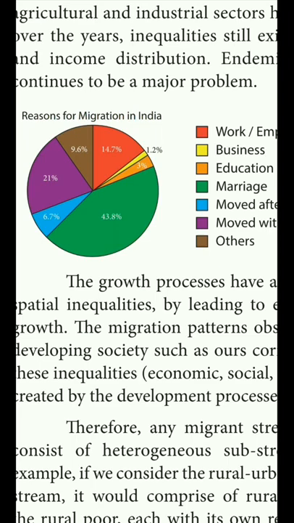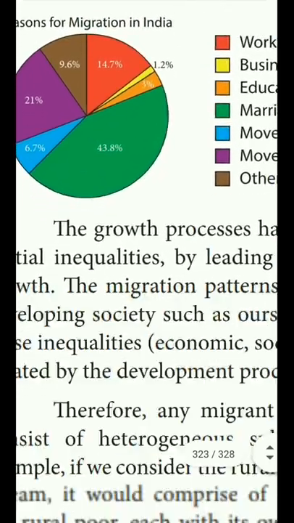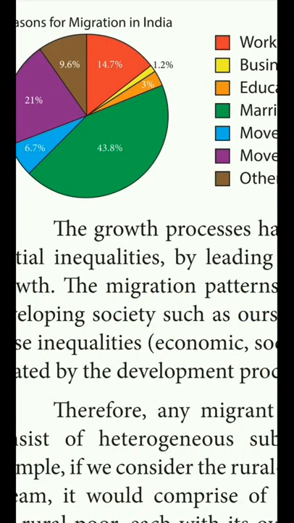43.8%, mostly for marriage. Okay, for marriage, 43.8%. Next, 6.7% move after birth, and 21% moved with the household. And 9.6% for other purposes. They are also moving from one place to another. So, among these, which one is more? The marriage. That green color, can you see? That is the most. Mostly the migration has happened for marriage.